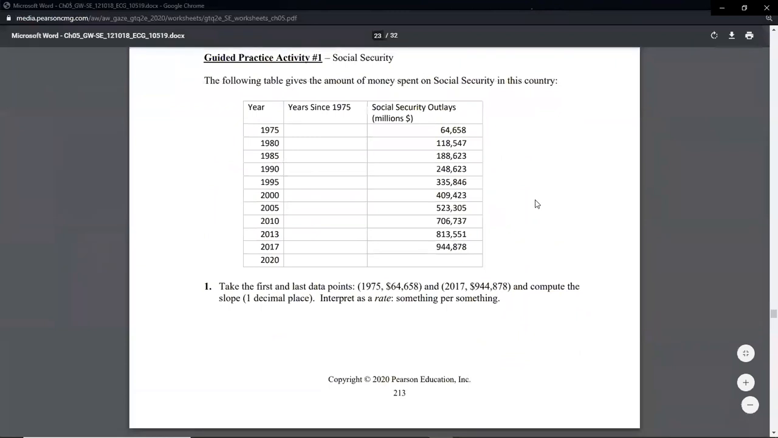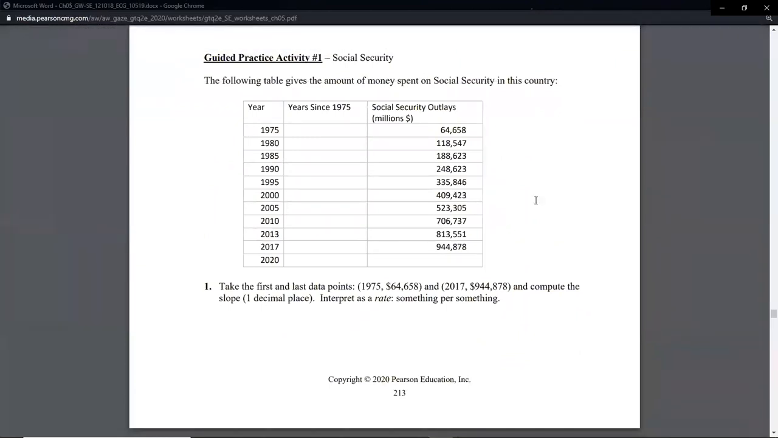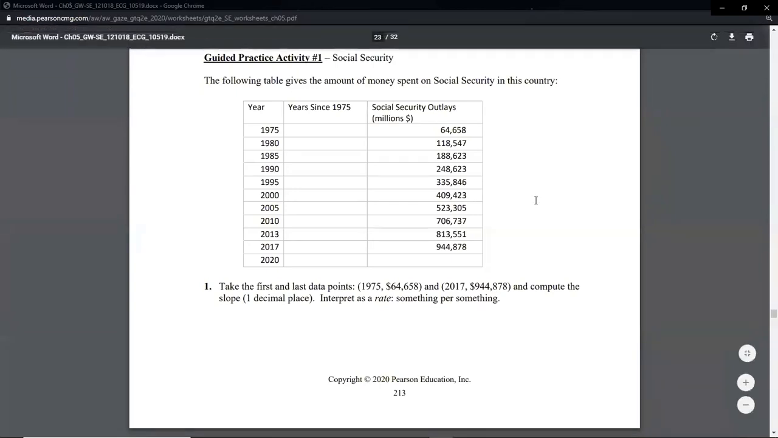Guided activity 1. The following table gives the amount of money spent on Social Security in this country in millions. So this is not 64,000 blah, blah, blah. This is 64,000 million, which would be really 64 billion. So this right here is not 944,000, it's 944,000 millions of dollars, which would really be 944 billion, and again, some change. Take the first and last data points, which they remind us are here. First, last, see 2020, we didn't have this data yet, they only have up to 2017, so that's why it's blank, so we can't use 2020. 2017 is the last completed one, and we want to find this slope.